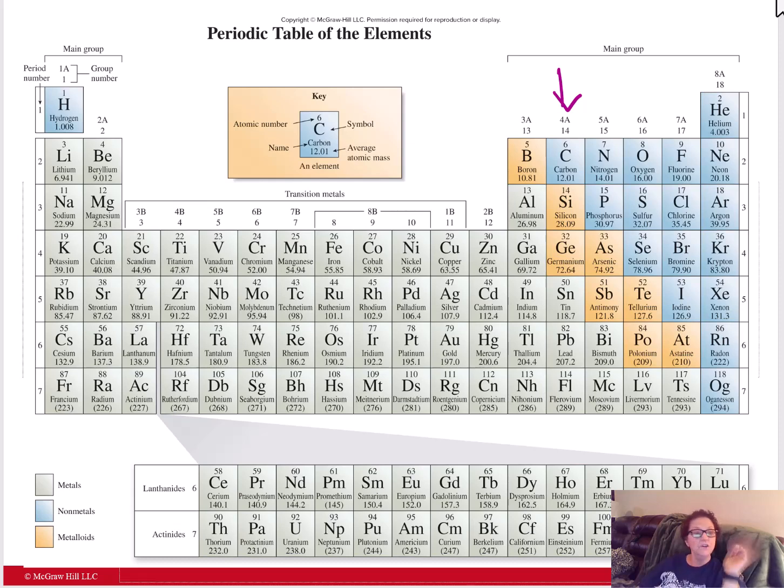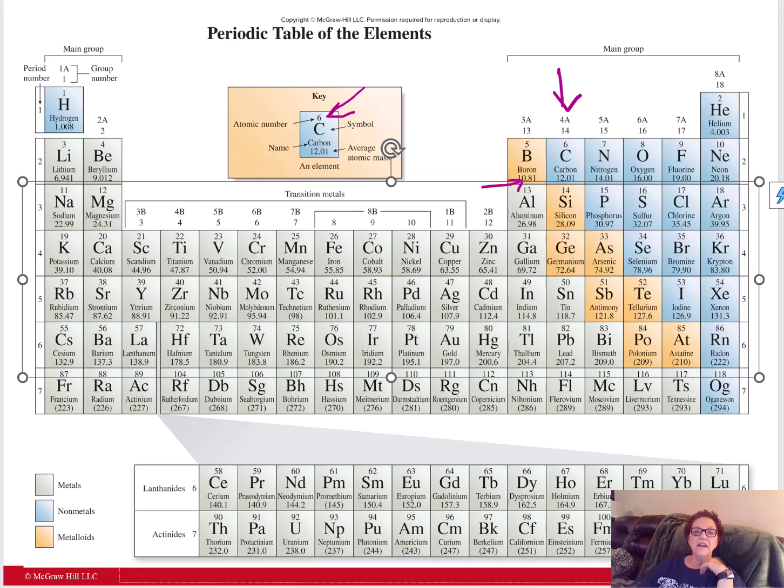I wanted to show you something on this. Now, here you see again the atomic number in this periodic table is going to be that top number, and it has no decimal places, whereas the mass is going to have decimal places. All right, so that's how you tell the difference there.